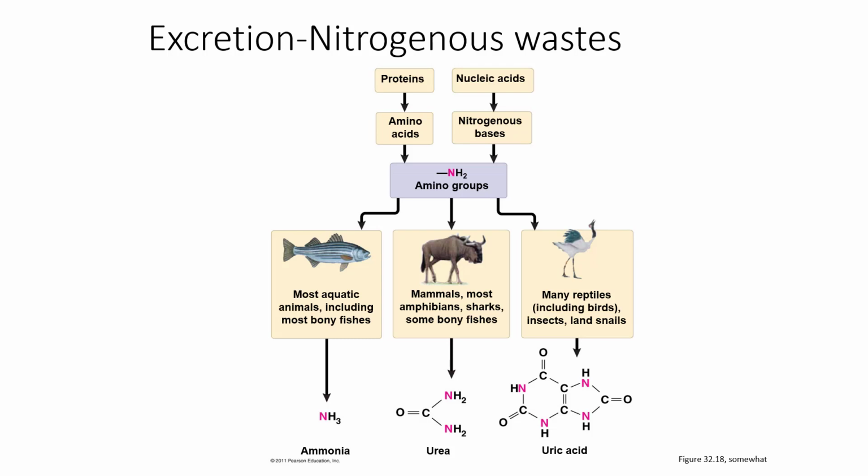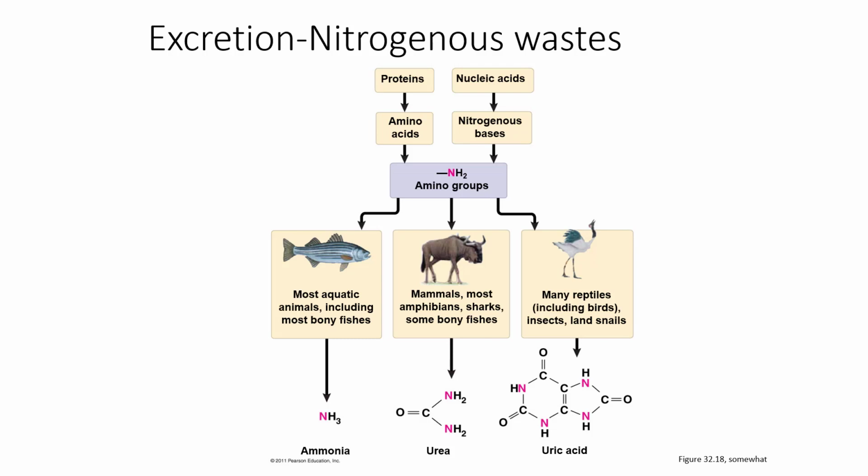And if you just excrete ammonia directly, then you just put it out in the environment, and that helps if you're living in water. But you try to keep the water from getting too much ammonia. That's only really a problem if you're living in a fish tank or something. Most amphibians, mammals, sharks, and some bony fishes excrete as urea, which is less toxic and requires less water to get rid of.